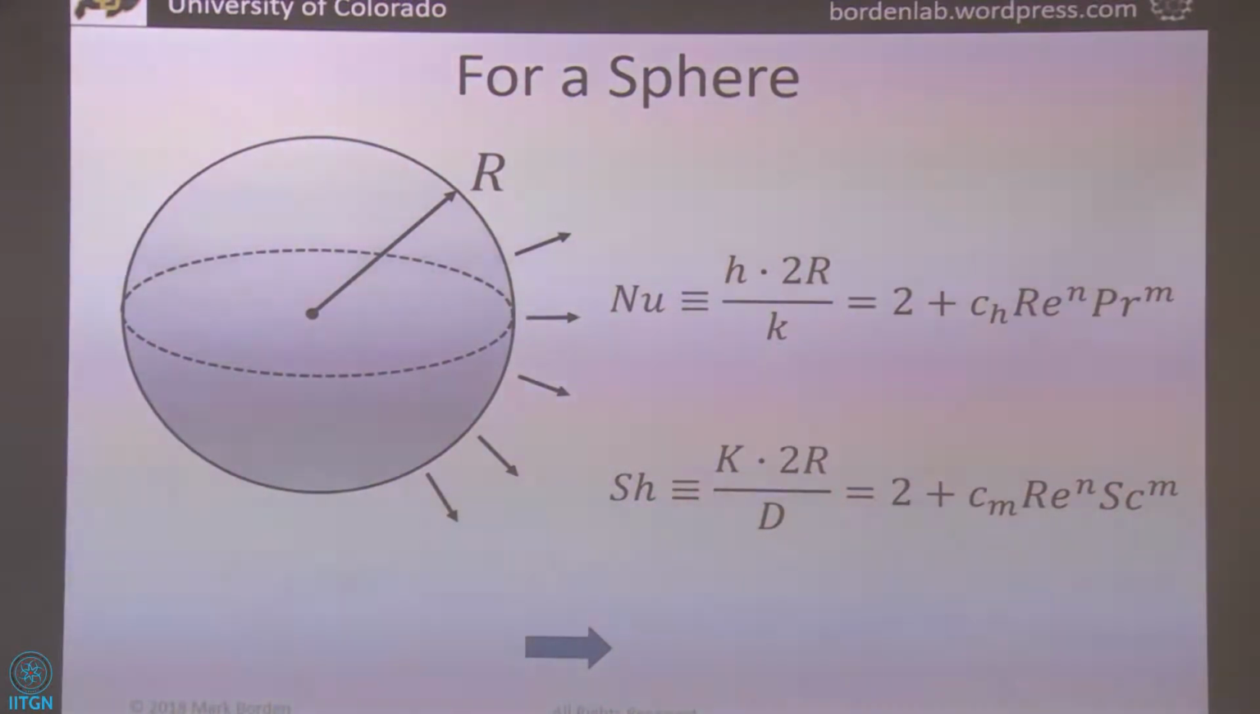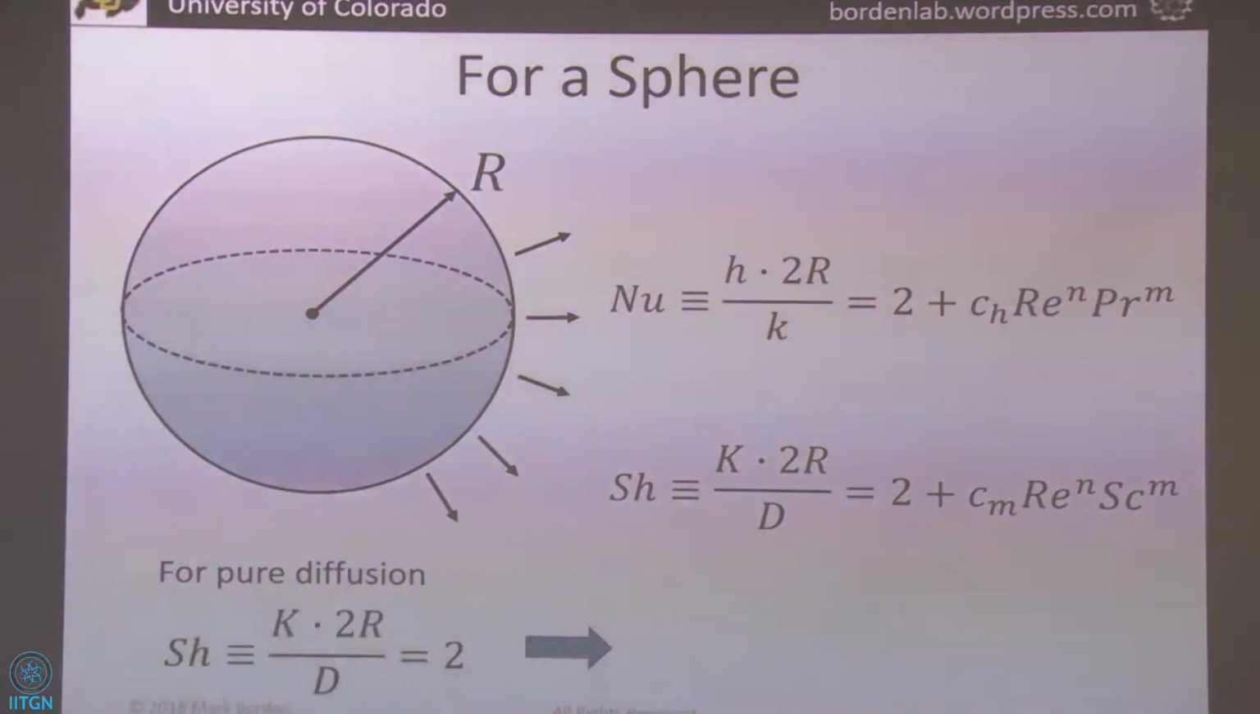We're going to consider the case where it's just a microbubble in a stagnant fluid, so there's no Reynolds number, and the Sherwood number just equals 2. That is for what we call pure diffusion, in other words, diffusion without convection. So this number is equal to 2. If that number is equal to 2, you can solve for the mass transfer coefficient. It's simply equal to the diffusivity over R.